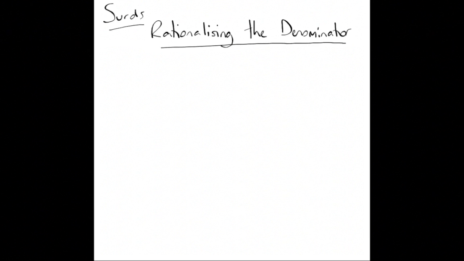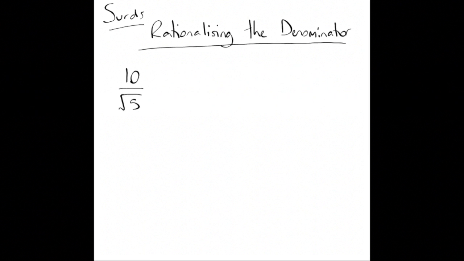Surds, rationalising the denominator. What we mean by that is the bottom line of the fraction, the bottom part of the fraction, we want to be a nice number. We don't want it to contain a surd. So we're going to try and turn it into a normal number.